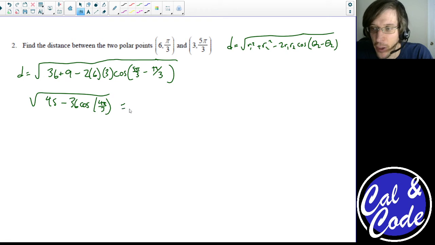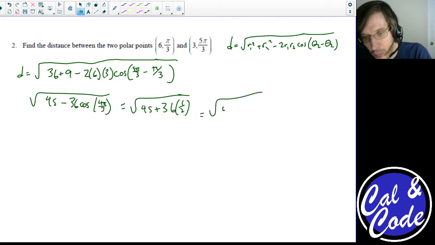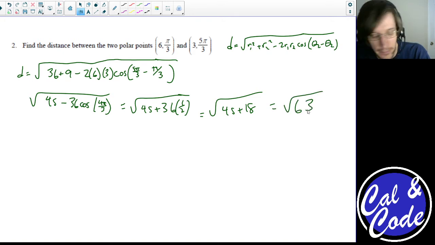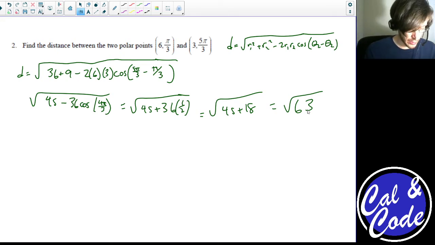So now I need to find out the cosine of 4 pi over 3. Cosine at pi thirds is a half, so at 4 pi thirds, since that's in the third quadrant, it's going to be negative 1/2. So the square root of 45 plus 36 times a half, because I'll multiply the negative out, or the square root of 45 plus 18, which is the square root of 63. The square root of 63 is almost 8, not quite 8.